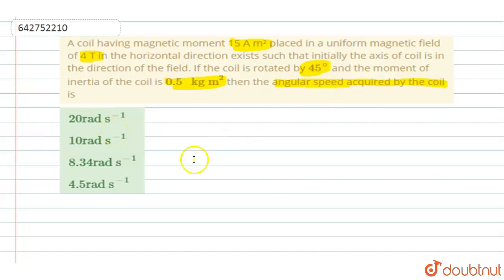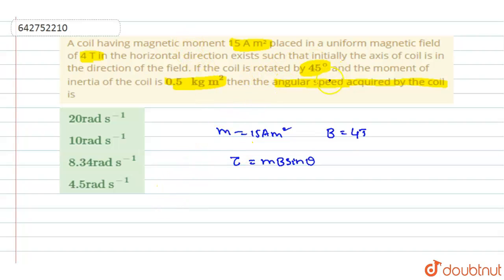So initially the coil has some magnetic moment. Let us say the magnetic moment given is 15 ampere into meter square. Now the magnetic field in which it is placed is 4 Tesla. Next, what is happening? The coil is rotated by 45 degrees. So if the coil rotates by 45 degrees, you get a torque. When a coil is rotated in a magnetic field, the torque exists. The torque acting due to the magnetic field, we call it tau is equal to mb sine theta. It is the equation of torque due to the magnetic effect.